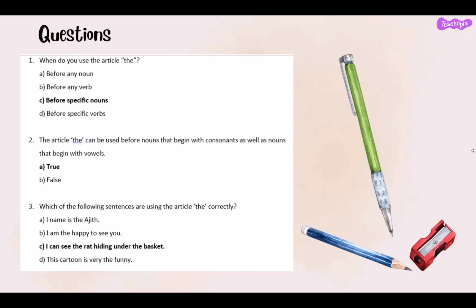Here are a few questions that are about the article. When do you use the article the? See, before specific nouns. The article the can be used before nouns that begin with consonants as well as nouns that begin with vowels. True. Which of the following sentences are using the article the correctly? See, I can see the rat hiding under the basket.